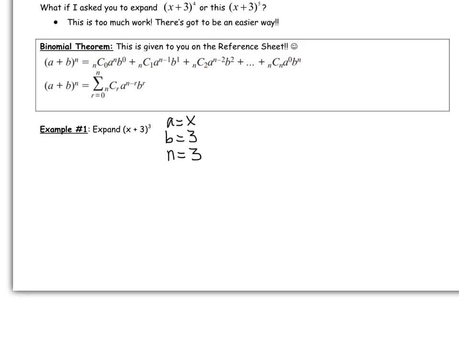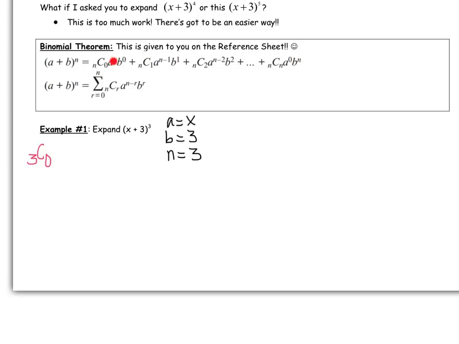It says nC0. Now, instead of going horizontally like this, I'm going to put my terms vertically, just because I believe it's a little easier for you to see. So again, we're going to focus on our first term, nC0. What is my n here? My n is 3. So that's our first term, 3C0.